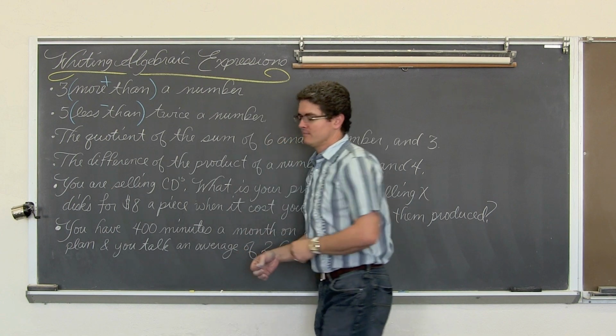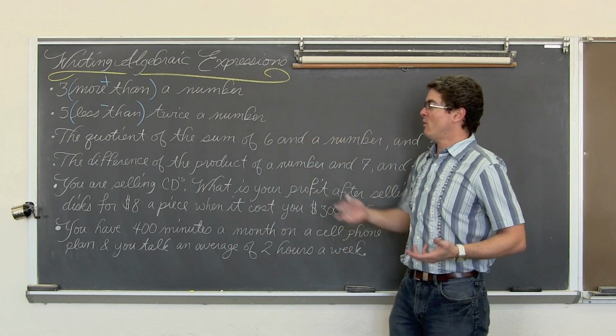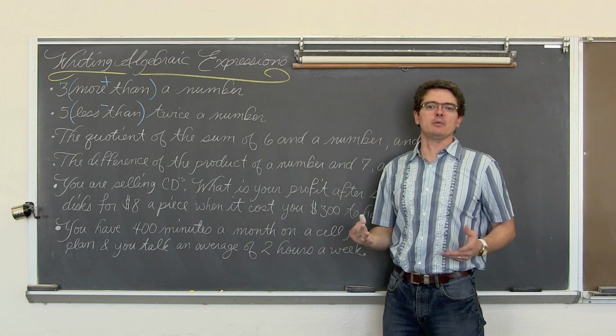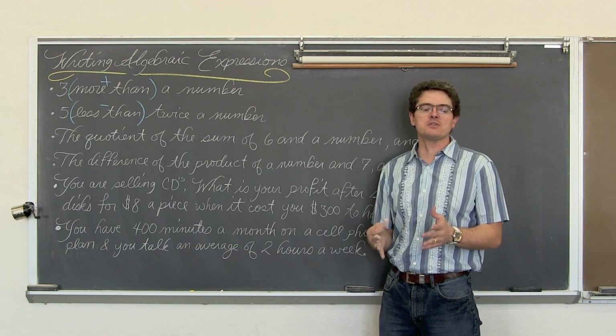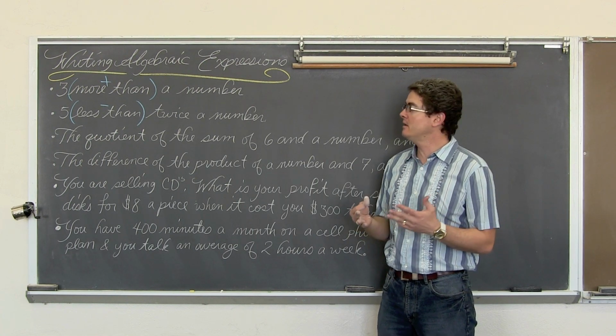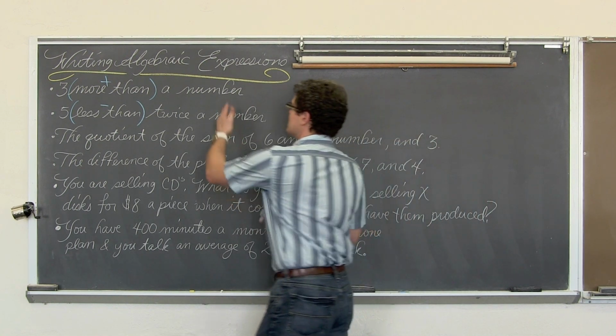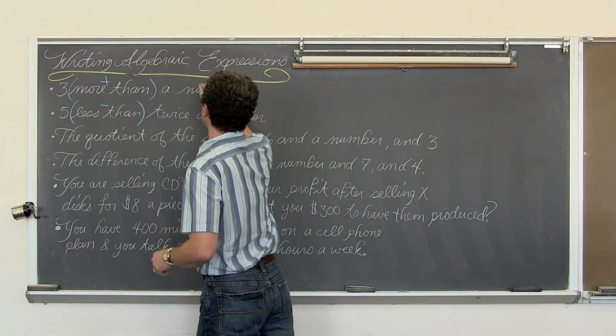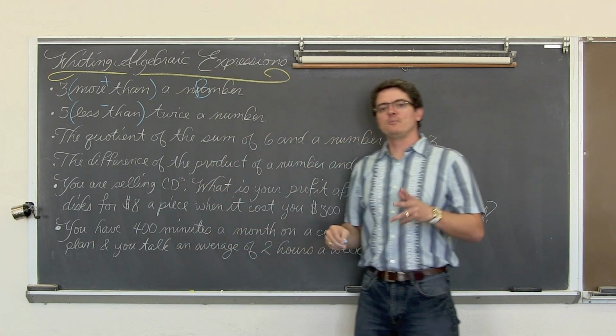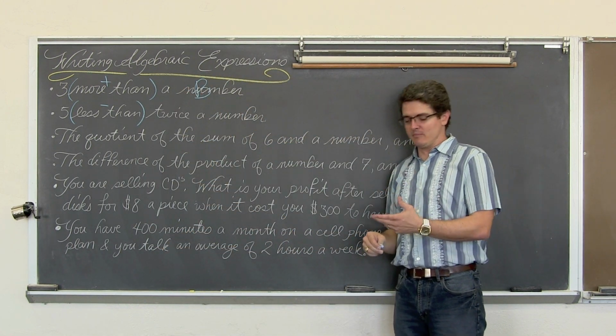3 more than a number. Well, a number. Well, what number? I don't know. Well, that's what a variable is. A variable is a letter that represents an unknown number. So let's just call this number, I don't know, b. So 3 more than a number.